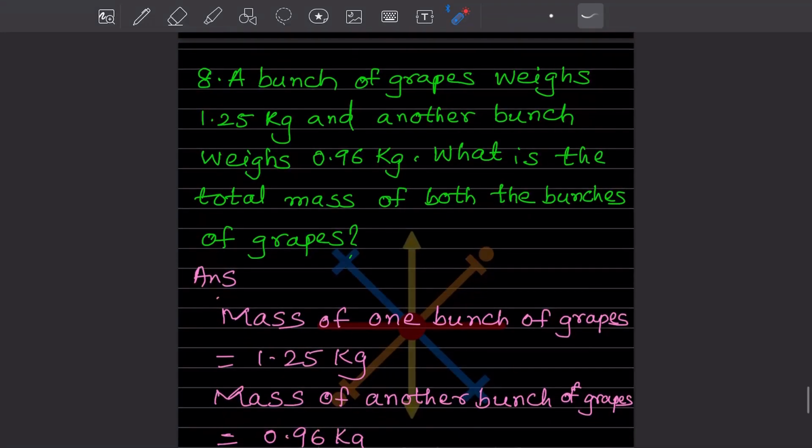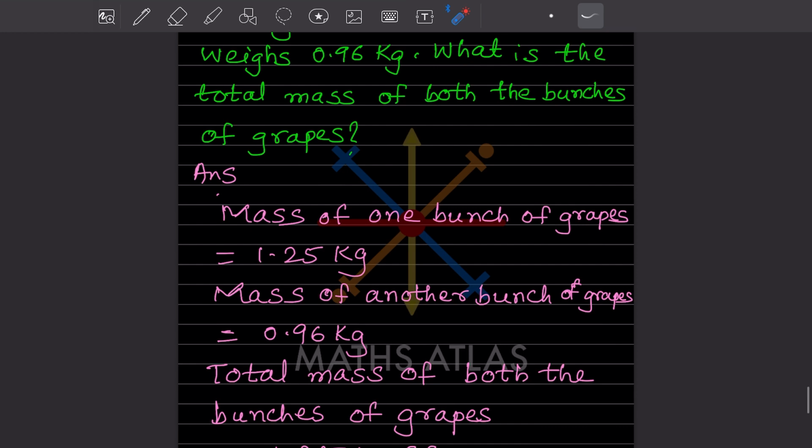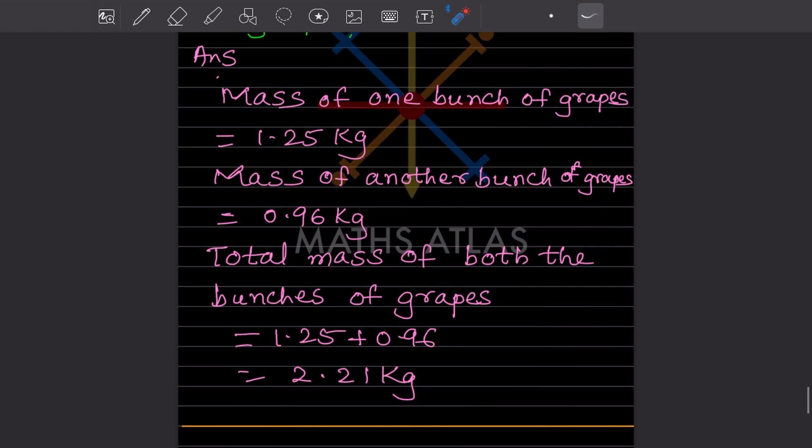A bunch of grapes weighs 1.25 kilograms and another bunch weighs 0.96 kilograms. What is the total mass of both the bunches of grapes? So now look at the mass of one bunch of grapes and the mass of another bunch of grapes. We want the total mass of both the bunches of grapes, so we have to add both.